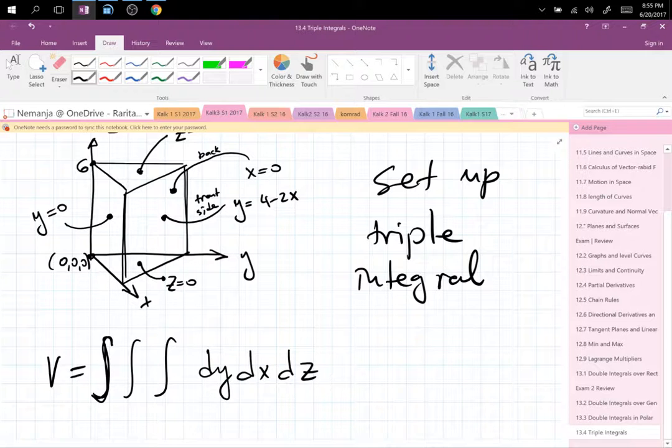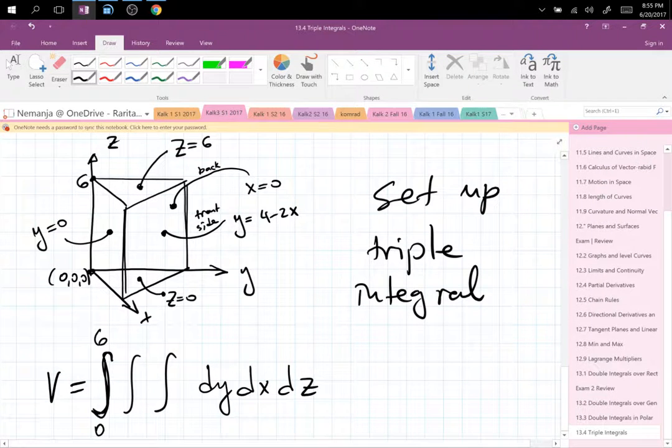Now looking at the z is easy, right? The outer goes from 0 to 6. You have a plane, which is the floor, and you have a 6, which is the ceiling. So those are there. Now y, if you look carefully, which is the most inner one, goes 0 to 4 minus 2x.